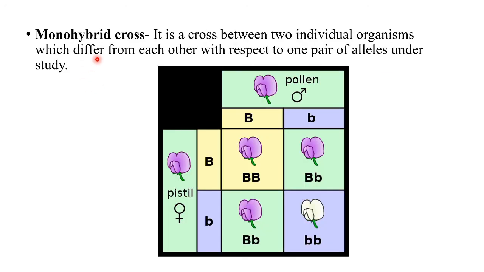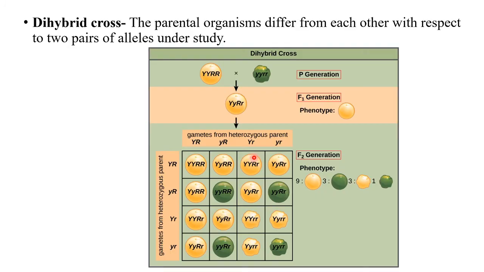Let's see what a monohybrid cross is. It is a cross between two individual organisms which differ from each other with respect to one pair of alleles under study. In this cross only one pair of characters is considered, just like tall or dwarf character, or purple or white flower color, just like its dominant and recessive characters.